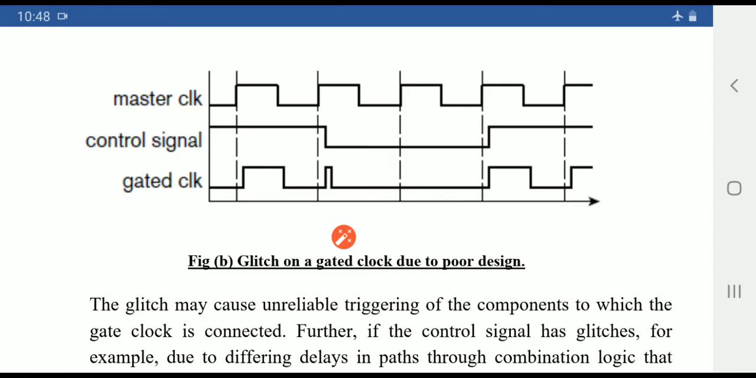As I said, if the block remains idle, no operation needs to be performed. So when there is a glitch like this in the gated clock, it may trigger these idle systems and start them functioning. So avoid poor design so that we can remove the glitch on the gated clock. This is the second way of reducing the power consumption.